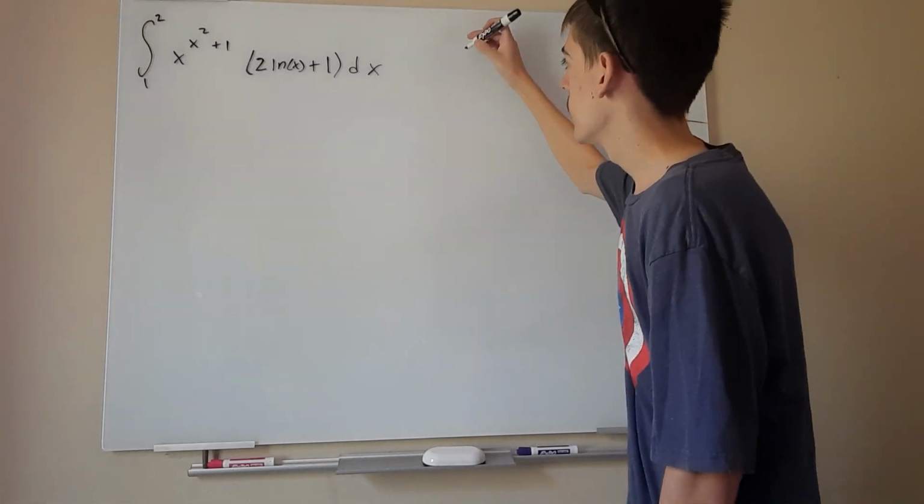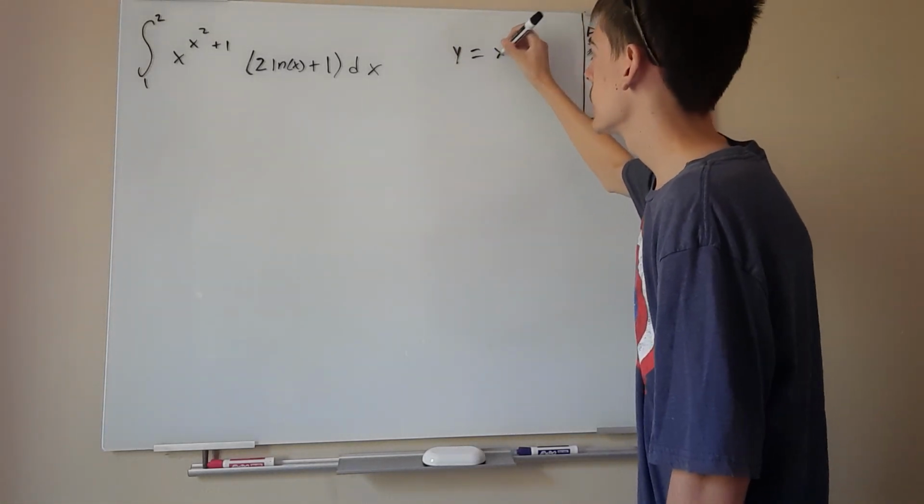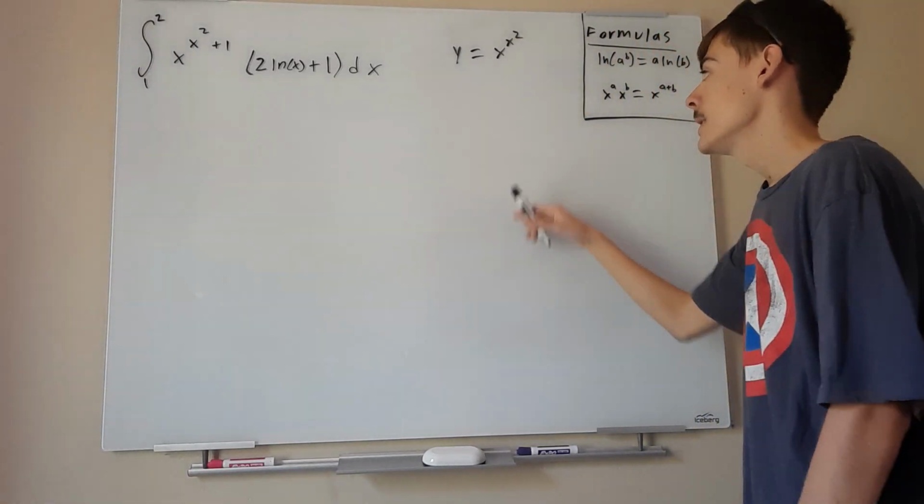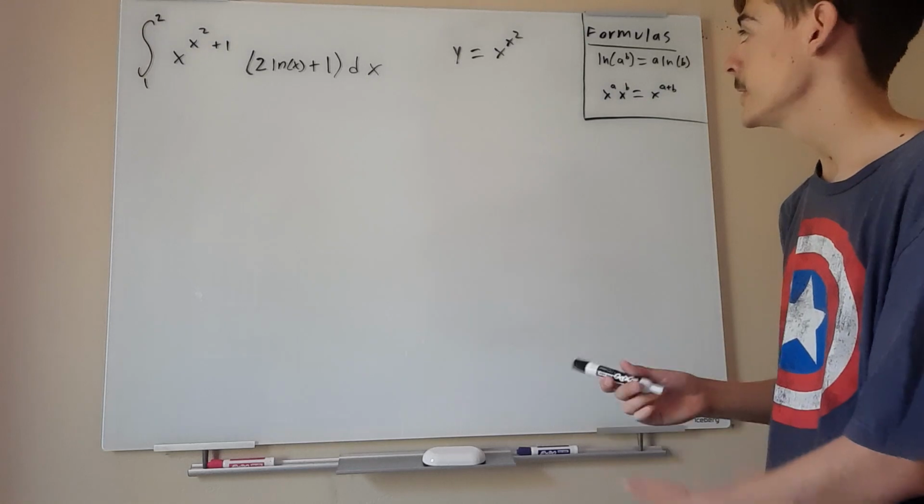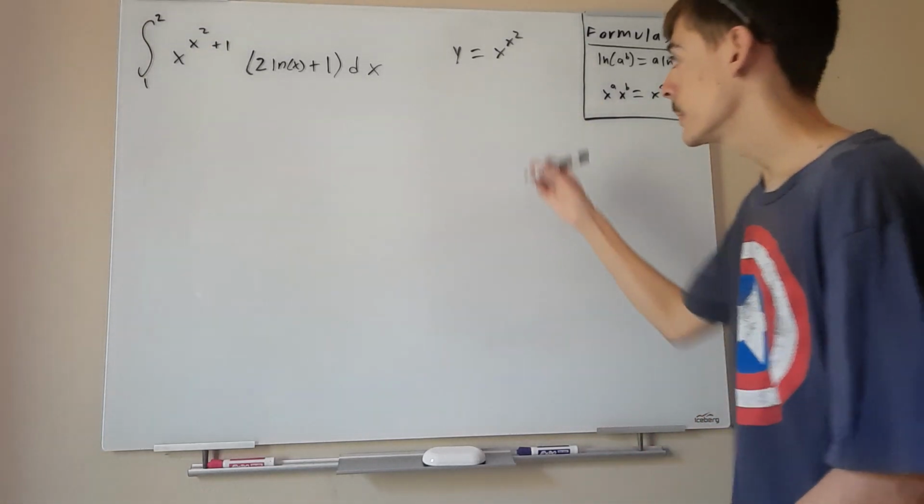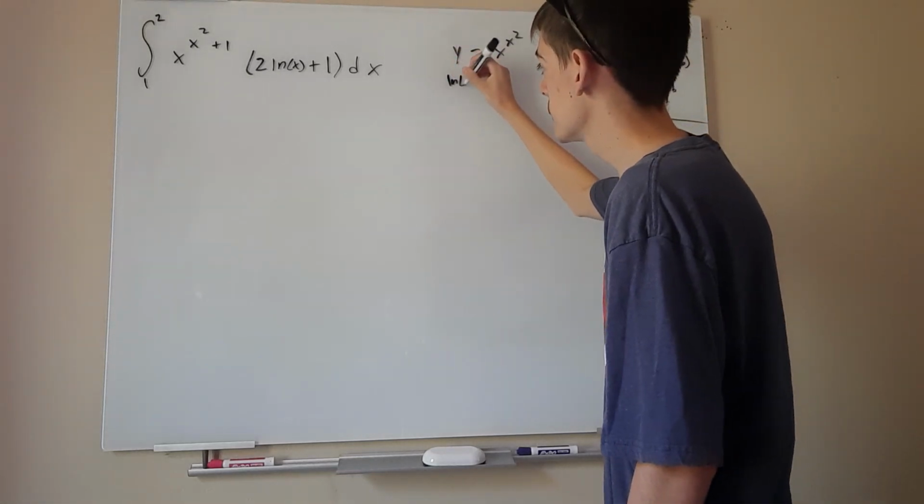So I wasn't exactly sure what function to differentiate, so I just messed around with a few functions, and I came up with we should use y equals x to the x squared. Now, to differentiate this, it's not exactly obvious. When there is x to the power of x, there's not exactly a formula for that. So what we do is we take the natural log of both sides first.